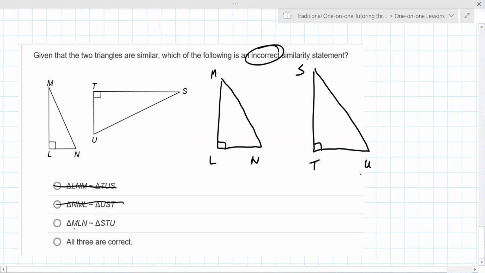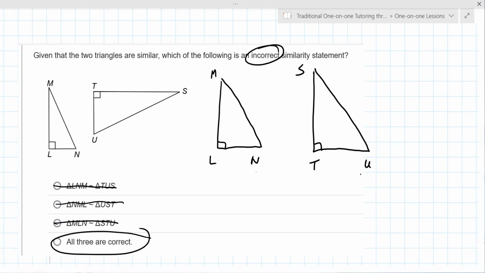Next one: M goes with S. That's true. L goes with T. That's true. And N goes with U. That's true. So all of these are correct, it looks like. Is that clear how we did that? Yes. Okay. All right.